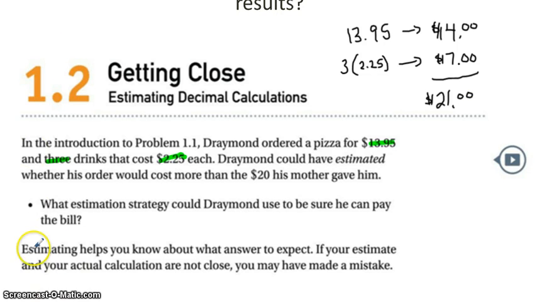So go ahead and take a moment, try to work out the actual answer to this problem, just to verify and see if the $20 would be enough, but you should come up with an answer that is actually closer to $21 than $20.